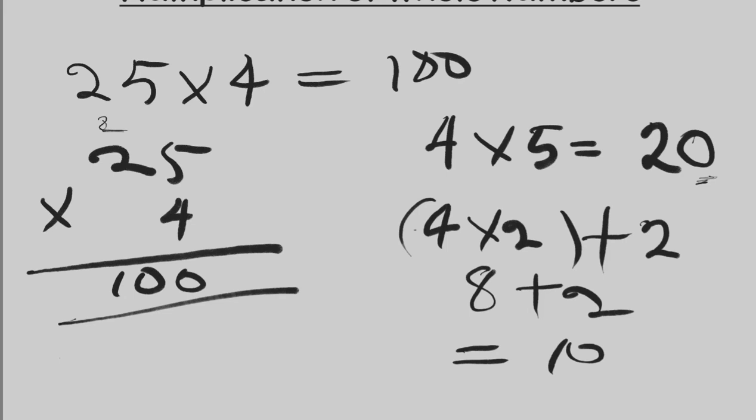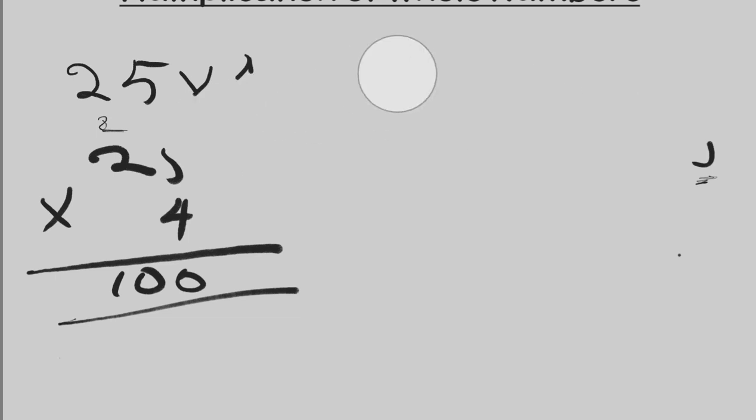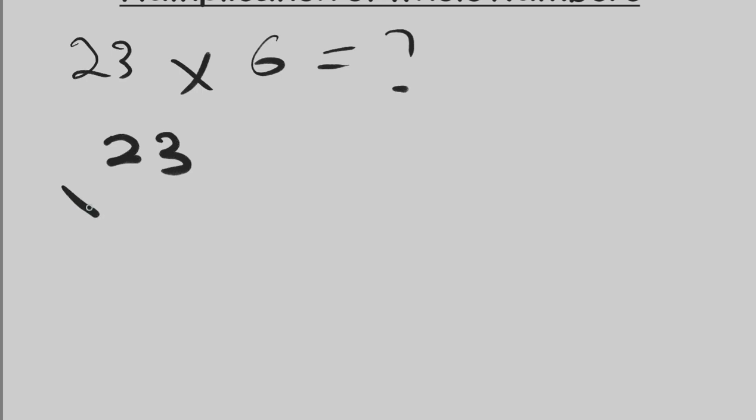I'm going to do one more example so you can see how we did this, okay? One more example, and then we're going to go to double digits for both sides. So another example, say we have 23 times 6. What is that? So again, the way you do it, you write 23, okay? 23, and then times 6.